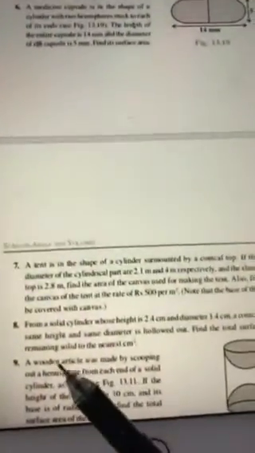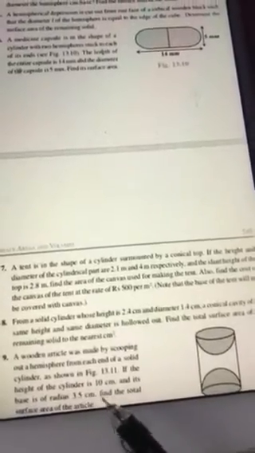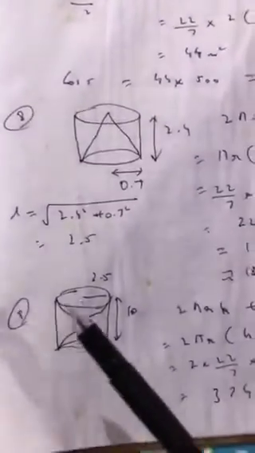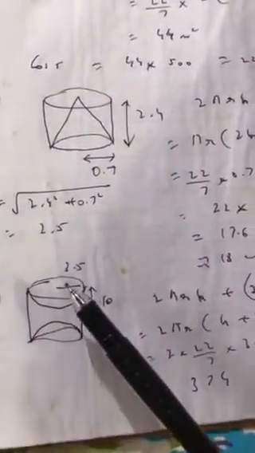Let's have a look at sum number 9. A wooden article was made by scooping out a hemisphere from each end of a solid cylinder as shown. If the height of the cylinder is 10 and the base radius is 3.5, find the total surface area of the article. So height is 10, base radius 3.5.